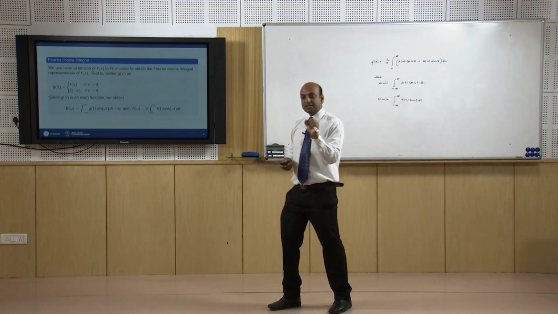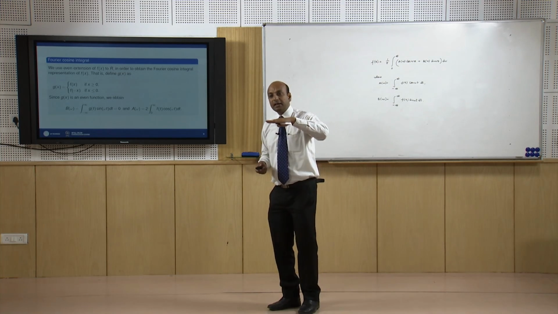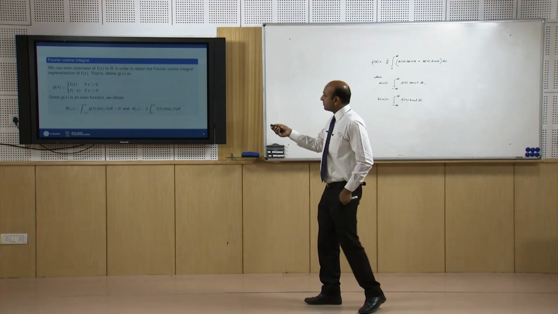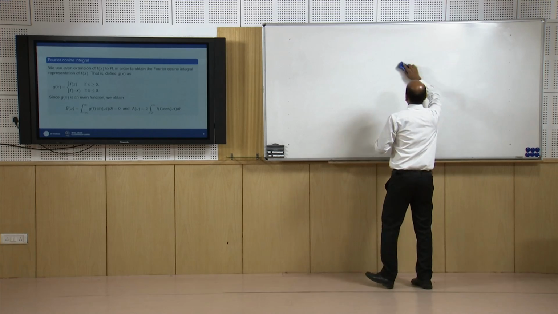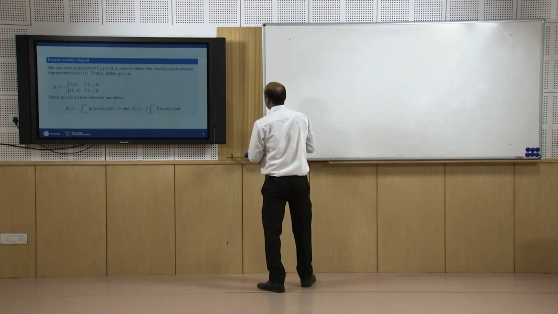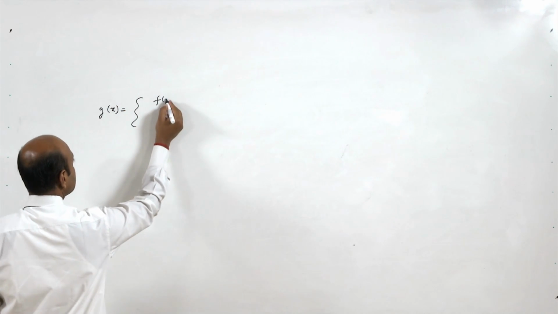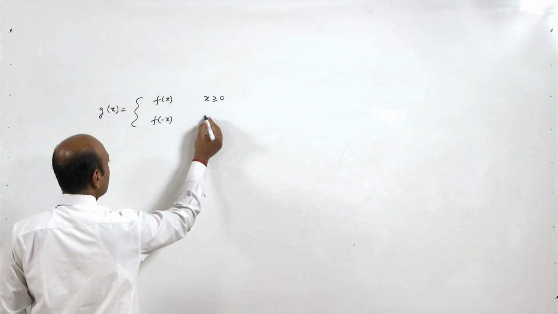We define the function g(x) such that g(x) is an even function, which is nothing but an even extension of the function f(x). If we define the function like this, which is f(x) when x is greater than or equal to 0, and it is f(-x) when x is less than or equal to 0, what is the definition here? You can simply see that g(x) is nothing but f(x) when x is greater than or equal to 0, and it is f(-x) when x is less than or equal to 0.